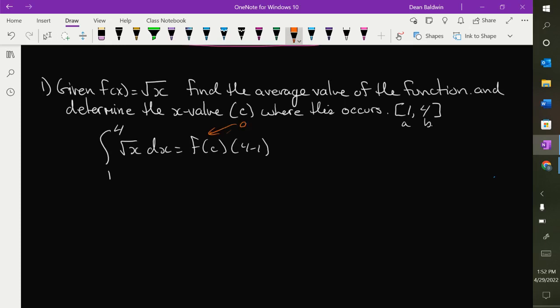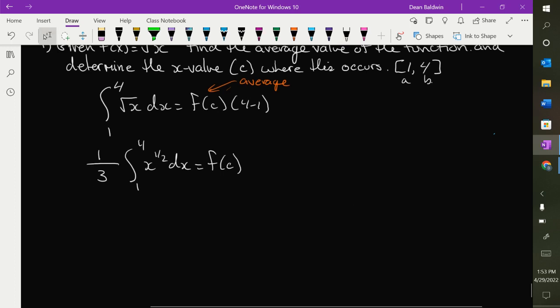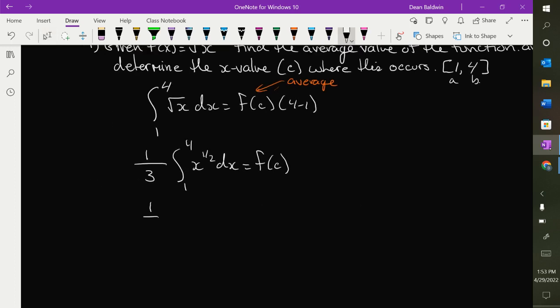That is the average value. That's what we're solving for. So if I divide off the 4 minus 1, I get 1 over 3 times the integral from 1 to 4. I'm going to rewrite the root x as x to the 1/2, is equal to f of c. So I evaluate the integral. The 1/3 you can just pull out. The antiderivative of x to the 1/2 is you add 1, so that's 3/2 over 2... that is, 3/2. Divide by that, so it's 2/3 there. Evaluated from 1 to 4. And that equals f of c.